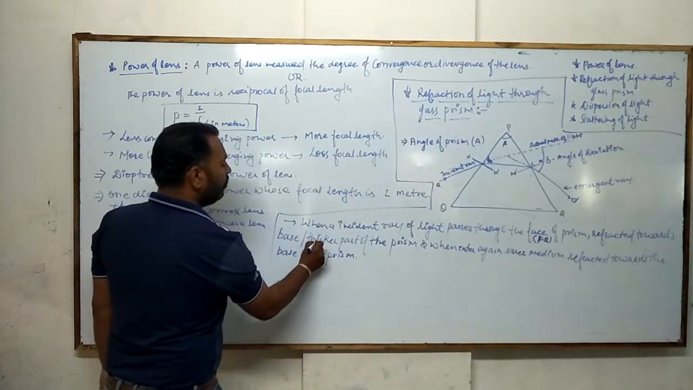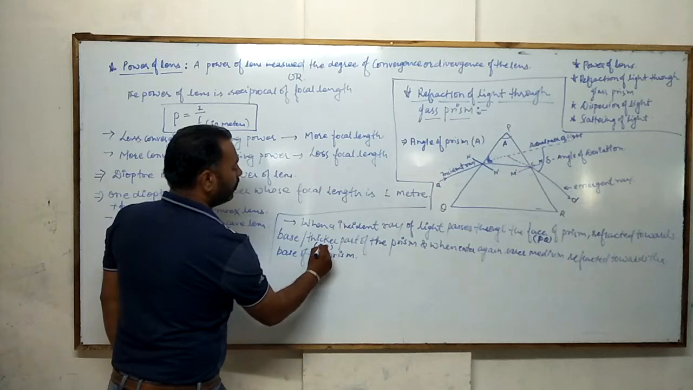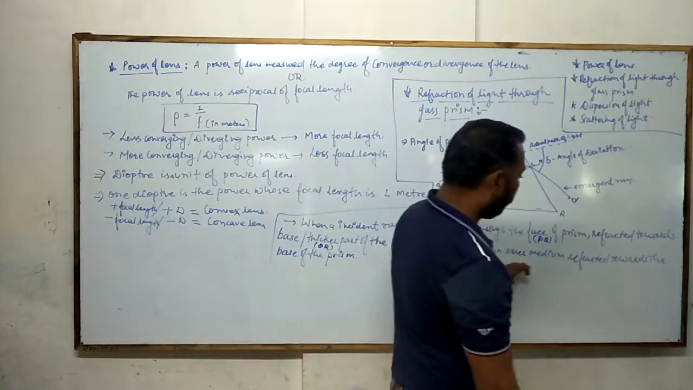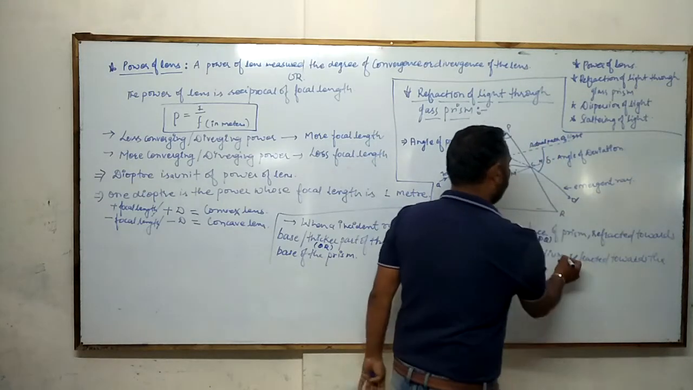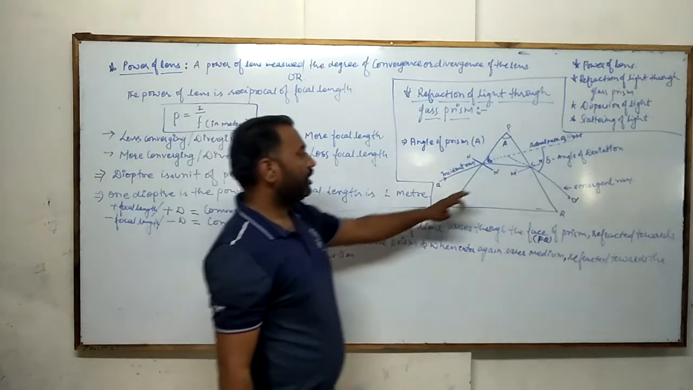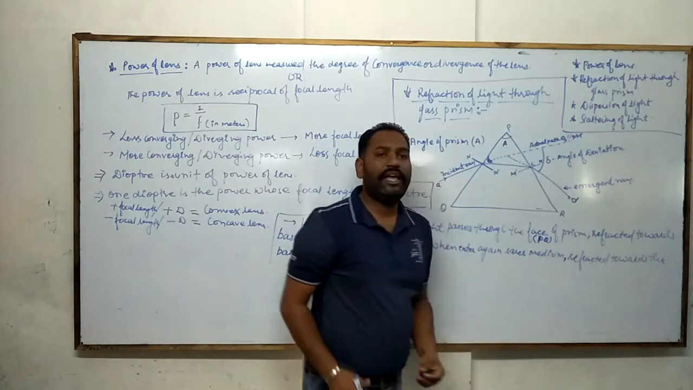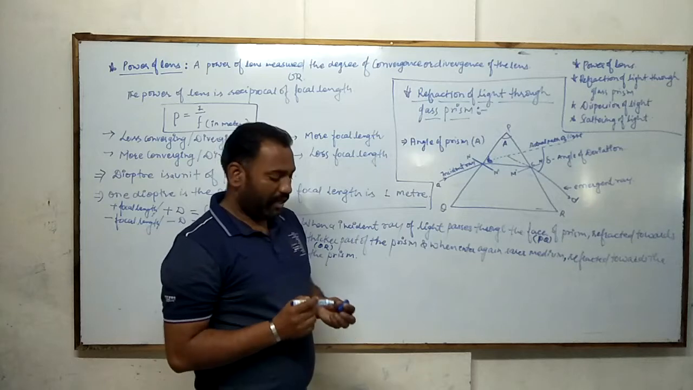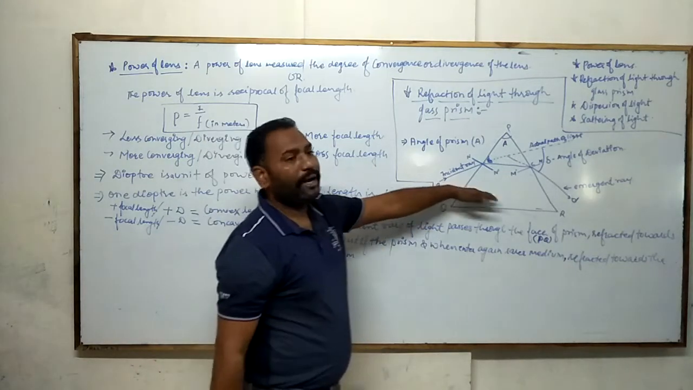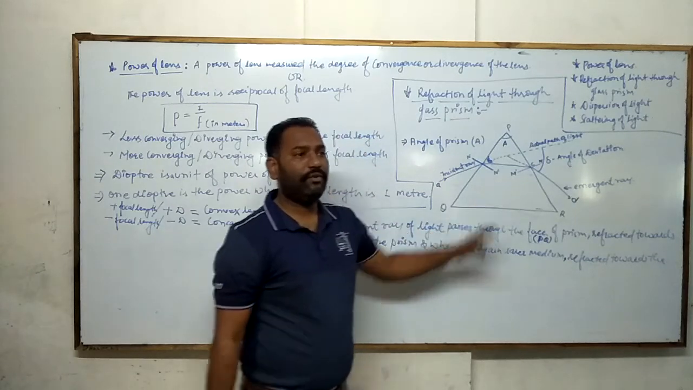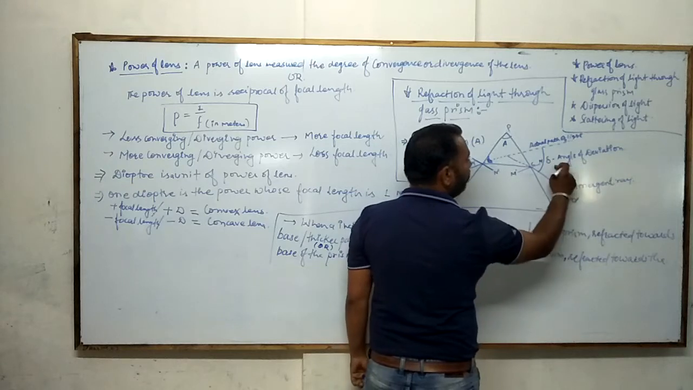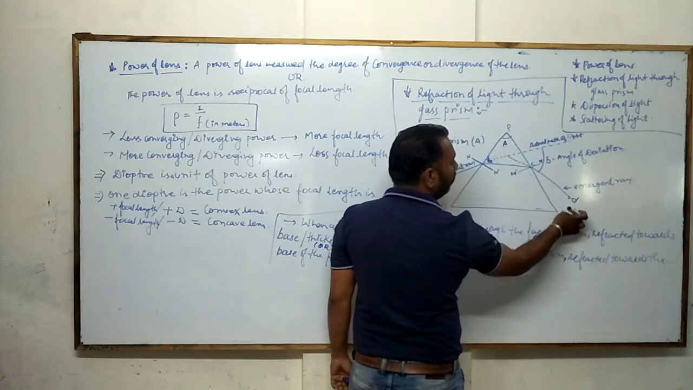I can write here also that QR is the base or thicker part of the prism, and when it enters the rarer medium again, it is refracted towards the base of the prism. Now the definition of angle of deviation: it is the angle formed between the emergent ray and the actual path of the incident ray. Delta is the sign for angle of deviation. This is the emergent ray, coming out from here.